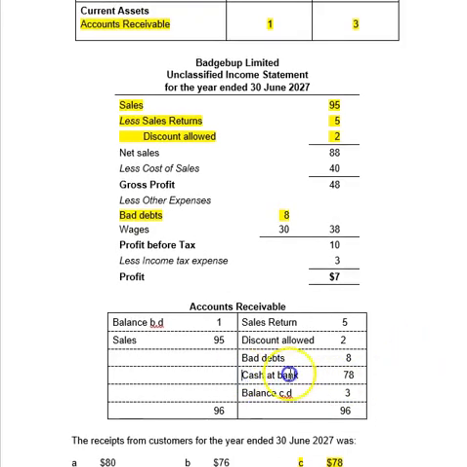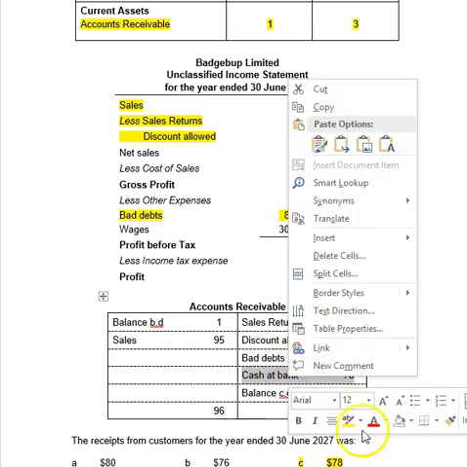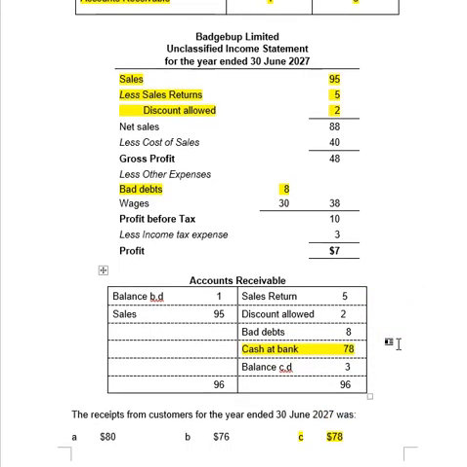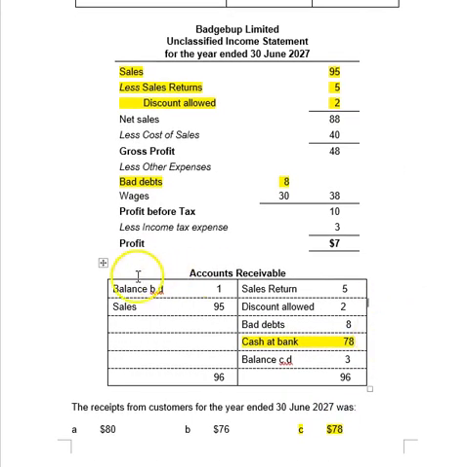So why is cash at bank on the credit side of accounts receivable? Because when we receive money, we debit cash at bank, credit accounts receivable. So eventually it will be on the credit side of accounts receivable. So this is how you find out the receipts from customers, by reconstructing the T accounts for accounts receivable.